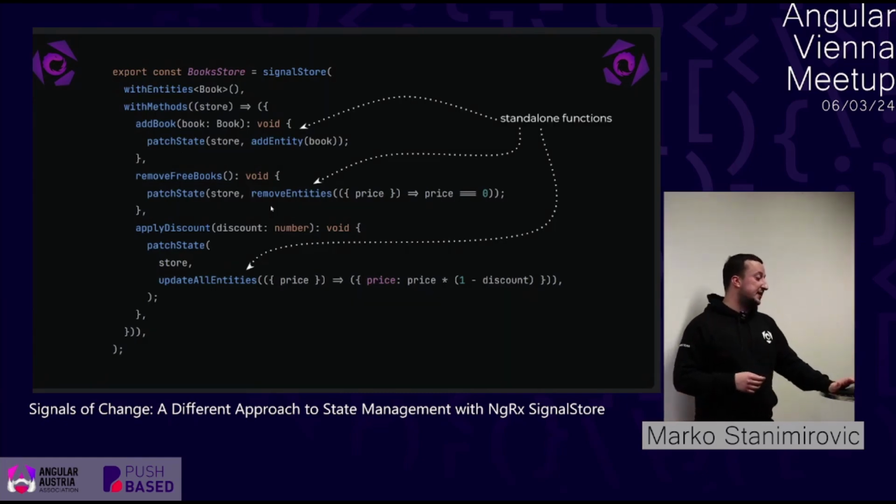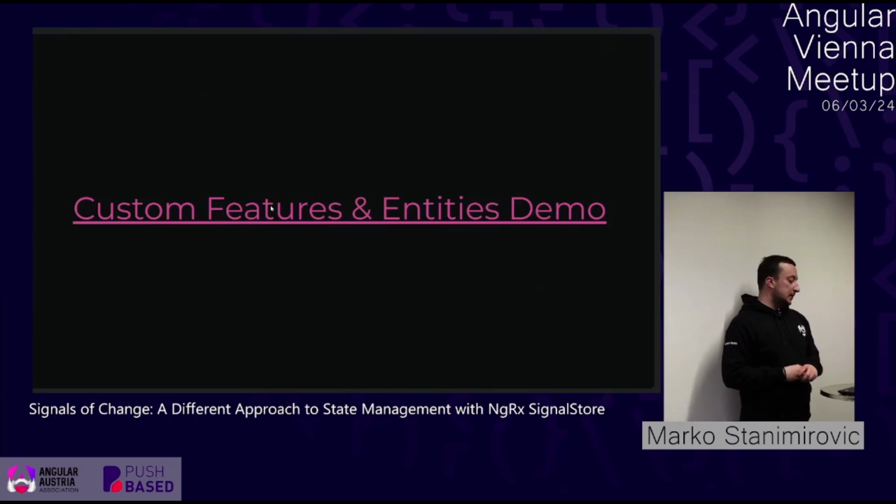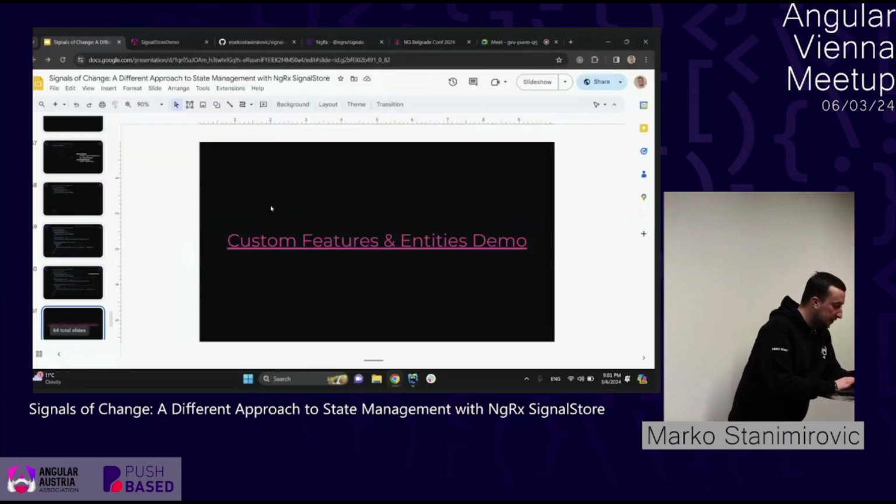Yeah, as I mentioned, they are standalone functions. Let's now quickly try to refactor the bookstore to use the request status feature and entities. And yeah, we are coming to the end.